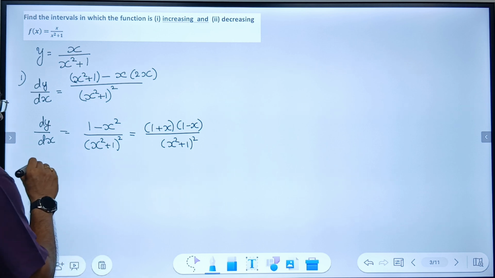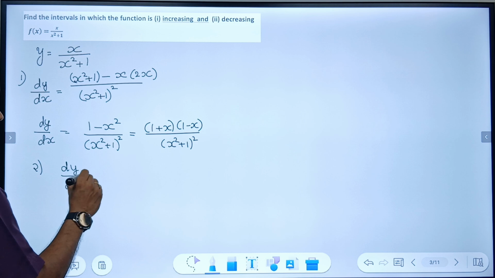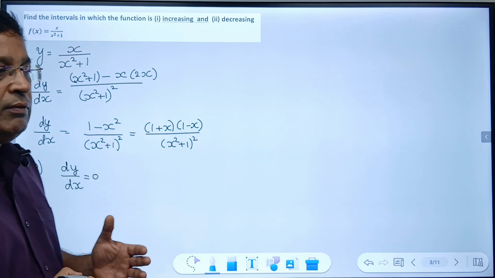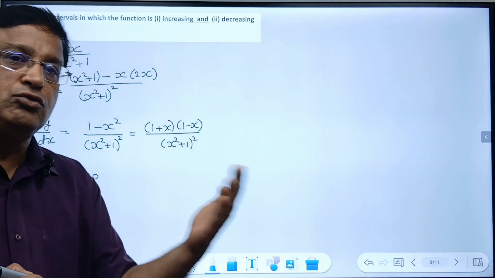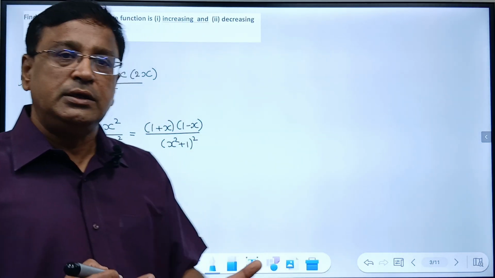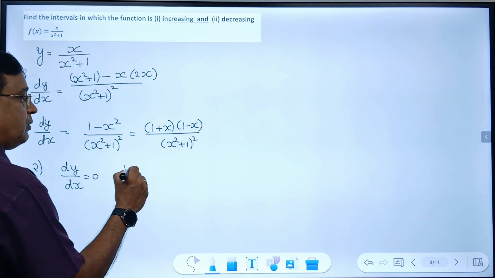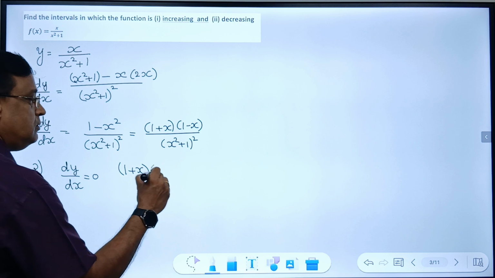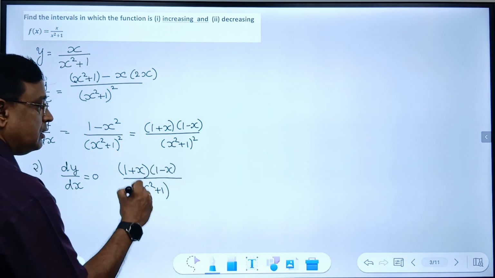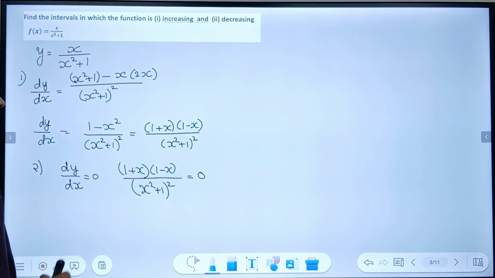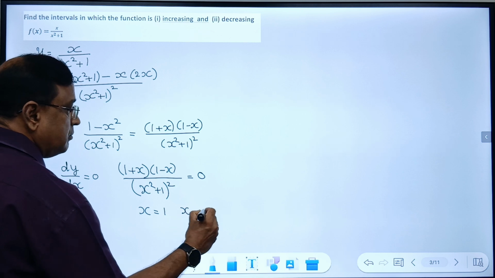Now what is the second step? The second step is I have to put dy by dx as 0. This is where I check the critical points, where the curve changes from increasing to decreasing or from decreasing to increasing. So it's very important that you find dy by dx equal to 0. When I equate 1 plus x into 1 minus x divided by x square plus 1 the whole square to 0, I will get x is equal to 1 and x is equal to minus 1.